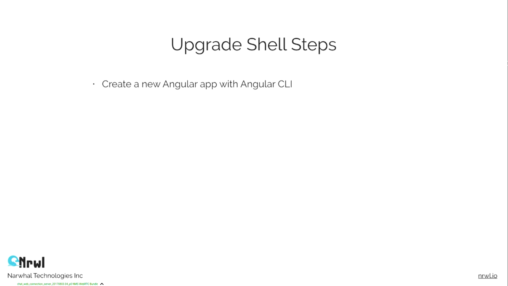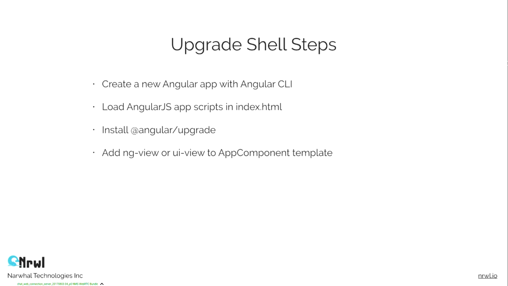In my application, I just created a new app with Angular CLI. I added the AngularJS app scripts in my index.html, just like I would have in the old way. I installed Angular Upgrade, the upgrade module from the Angular team. And I just added ngView or UIView to my app component's template so that the router would be able to add routes within my app. And then I downgraded the new Angular app component so that it could be used inside of AngularJS and added the upgrade module to app module.